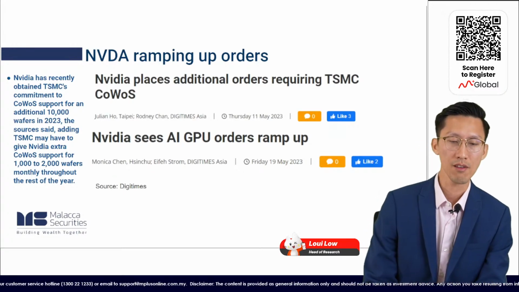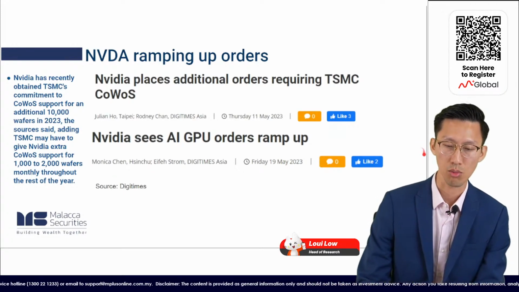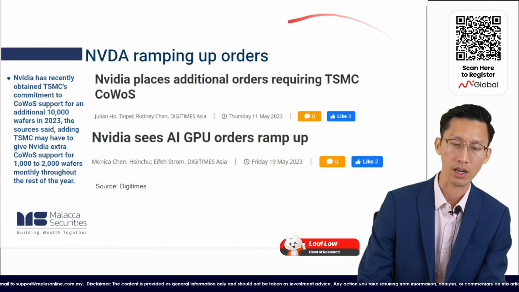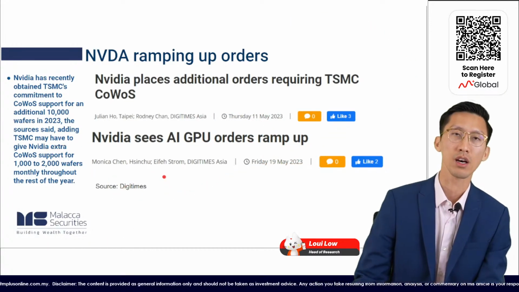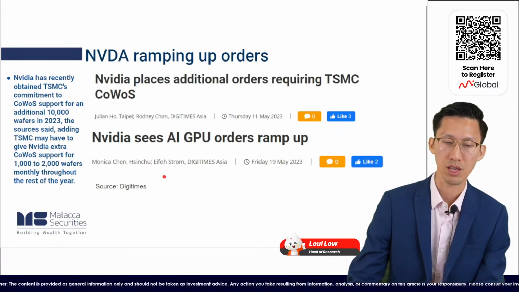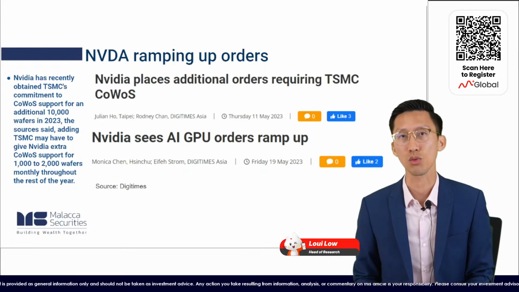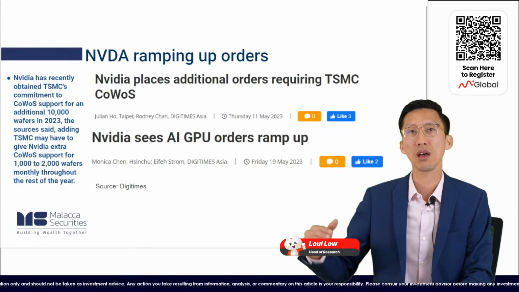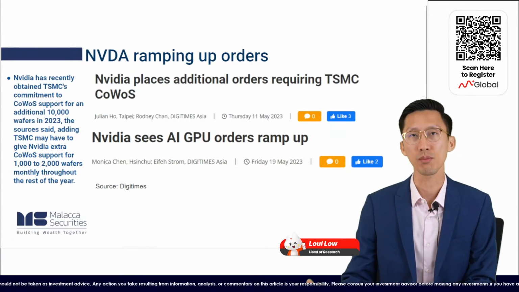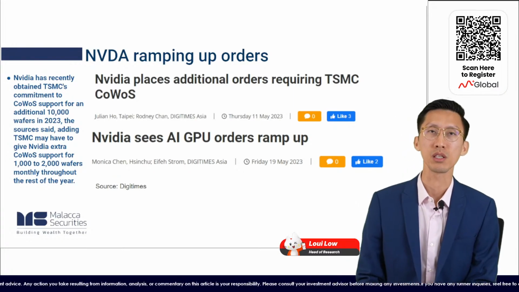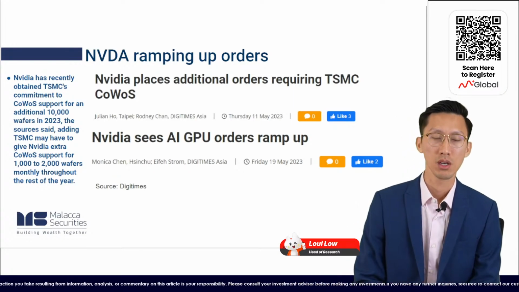So even Nvidia has been ramping up orders recently. This was on May 11, May 19. All these are coming from DigiTimes and TSMC. So which means that they have placed more orders with TSMC, and therefore that is a good sign. Which means that demand is strong. They can sell at higher prices. They can create more powerful chips. Okay, powerful AI-related chips, and that will be their main source of income going forward.